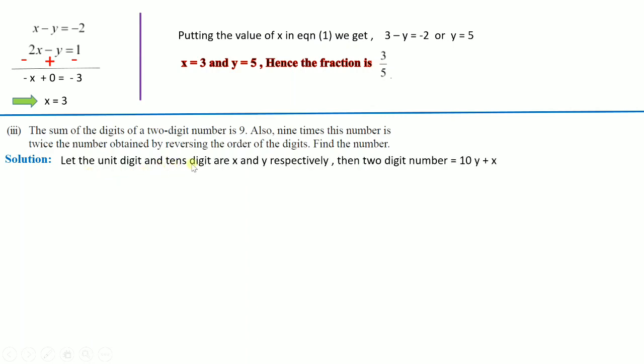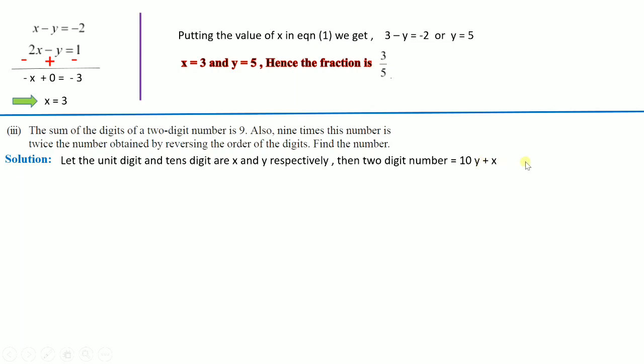Let the unit digit and tens digit be x and y respectively. Then the 2-digit number will be equal to: unit digit is x and tens digit is y. So the number becomes x plus 10 times, 10 for the tens digit, 10y.